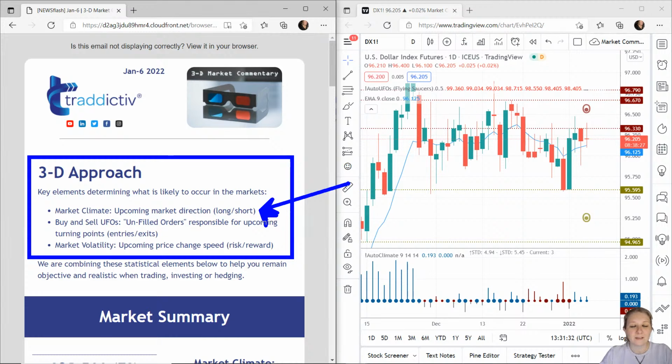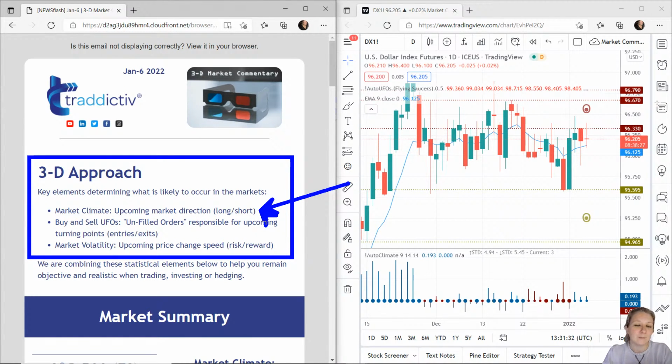What that means is, where do we have probabilities? What's the upcoming market direction likely to be? Is it likely to be going up? Is it likely to be going down? Or is it unlikely to go in either direction? Or at least we wouldn't have much probability in either direction.